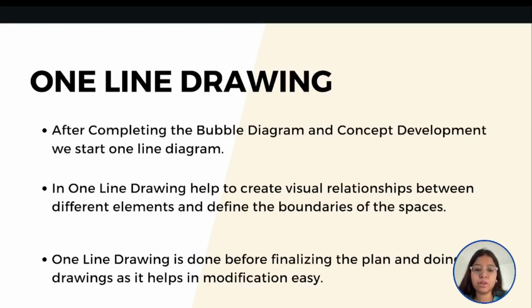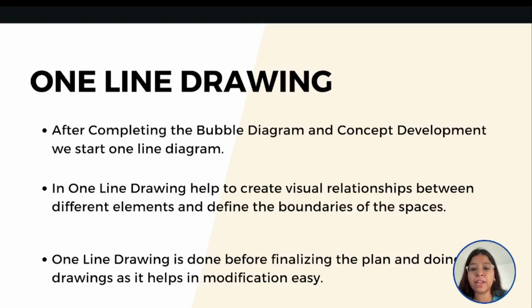When you complete the bubble diagram and concept development, we start with our one line diagram. One line diagrams create a visual relationship between different elements, and they also define the boundary of the space, like how much boundary the floor plan has, or the starting exterior walls of the floor plan. We also do the interior walls of the floor plan, but how we will do that we will see in the later slides.